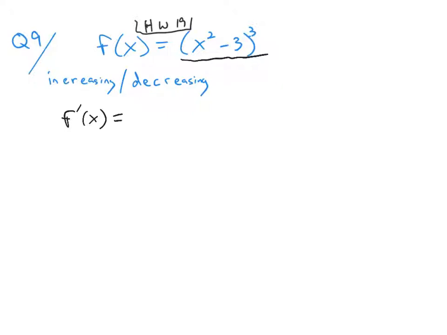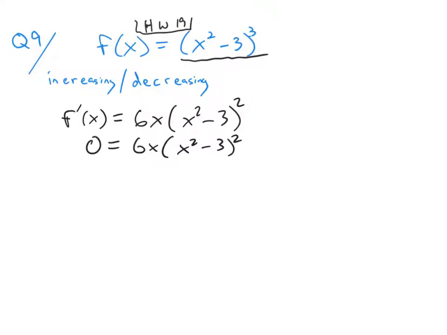Once we do that, let me just write the answer. We get 6x (x squared minus 3) squared. So again, the process is what's important. What we did is we took the derivative of this, we used the chain rule, and then we set that derivative equal to 0. And what this is going to give us is our critical values.